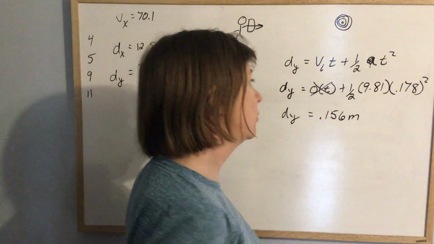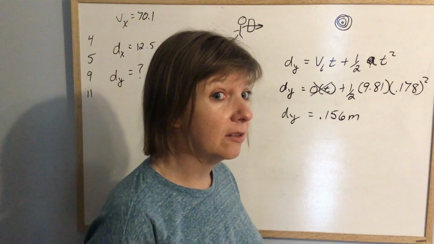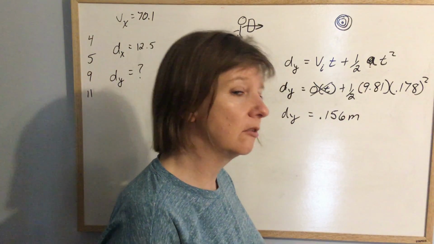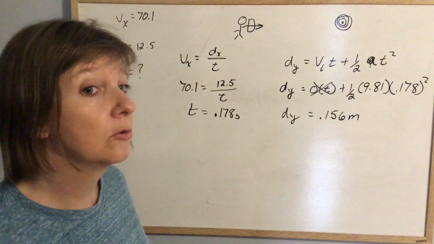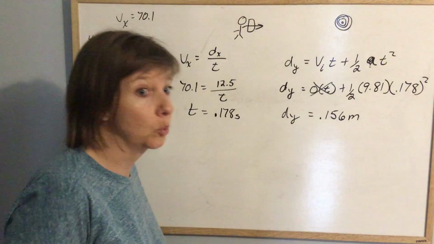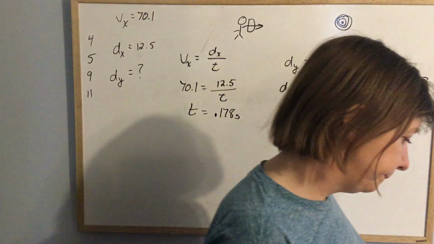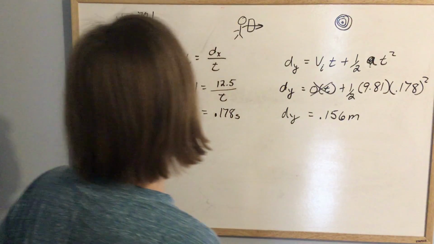Again, that's not a huge displacement. That's like 15 centimeters. That makes sense because the arrow's not in the air very long, so gravity does not have a long time to work on it. All right, so that's number 4.